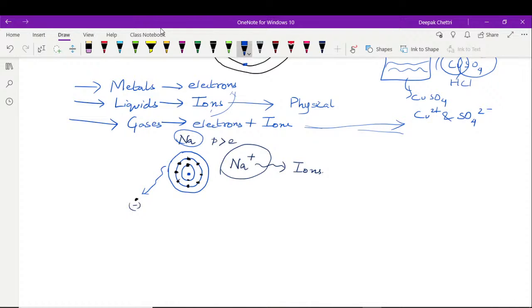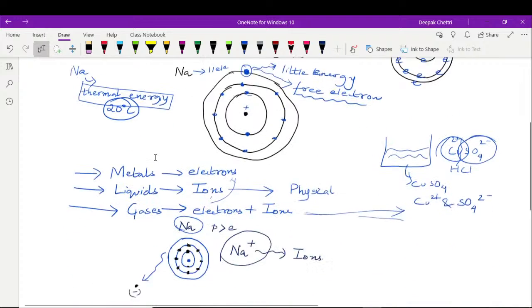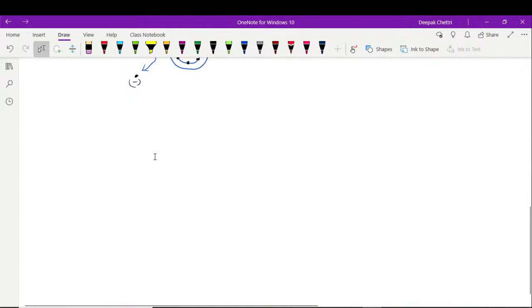In metals, electrons are the carriers, in liquids ions, and in gases both electrons and ions. Any doubts? So that is the brief idea of how current is produced.